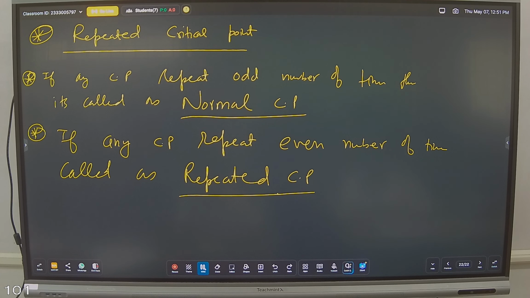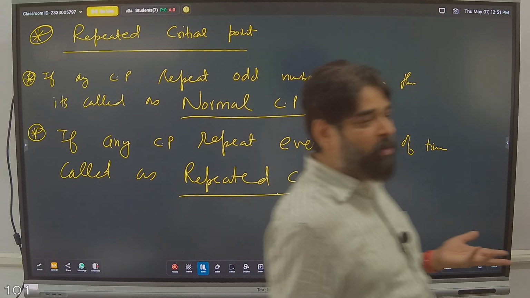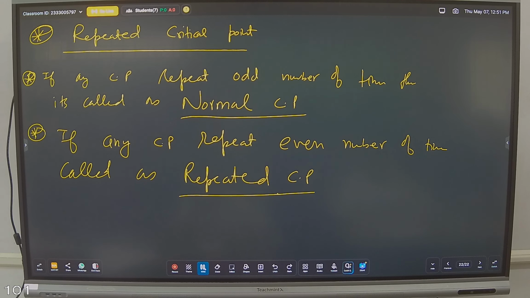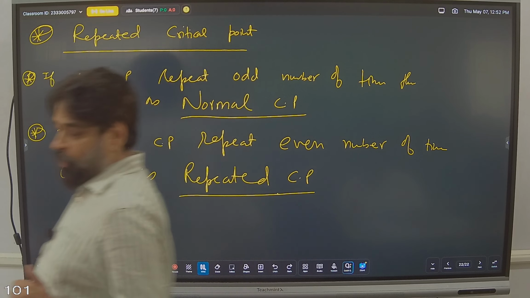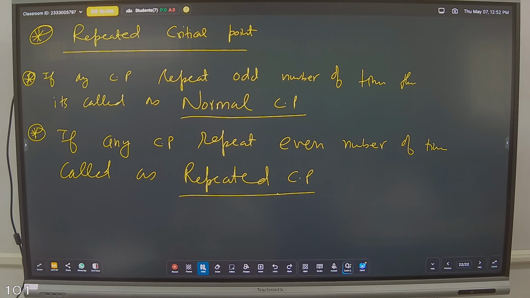So if any critical point repeats an odd number of times, it's a normal critical point. Normal means whatever we are doing till now. But if any critical point repeats an even number of times, it's called a repeated critical point. What has to be done with the repeated critical point? We'll see. Wrote all of you?